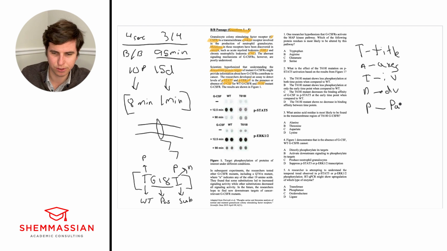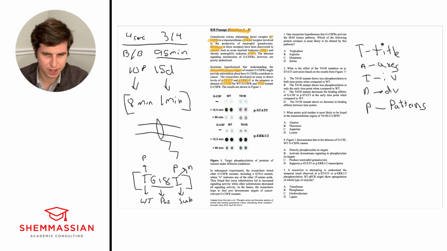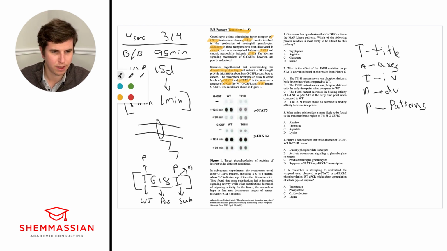What type of patterns do we see in our figure, whether it's a graph or a table or whatever? We want to try and pick up on these things. Again, we're limited by time, so we don't want to go too deep into it, but we do want to have a gist for all of these different things to get an understanding. All right, so let's look. Title, right at the bottom here, we'll see figure 1, and they gave us the title, target phosphorylation of proteins under different conditions. We kind of expected that with the p-STAT and the p-ERK.